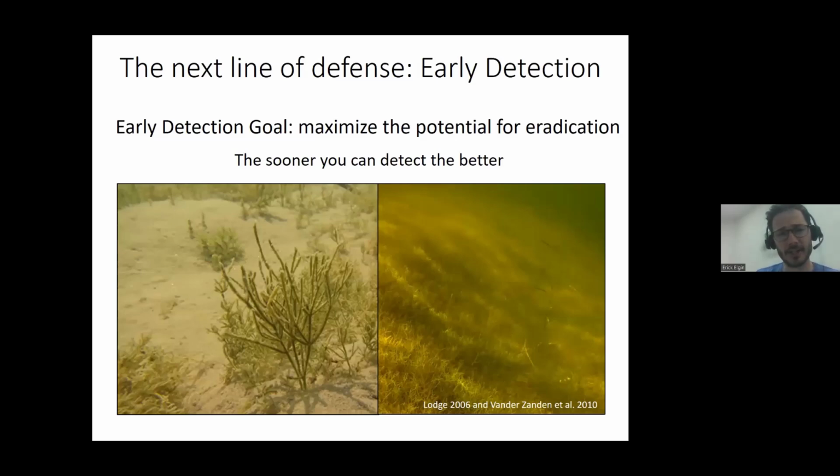Early detection is a monitoring program whose goal is to maximize the potential for eradication. Find those invasive species before they become established. The sooner you can detect something, the better. If we see Starry Stonewort in a small patch, a little bit of management goes a long way. But if you find the invasive plant in a big meadow covering over an acre of lake bottomland, eradication becomes likely impossible, and management can be very costly.